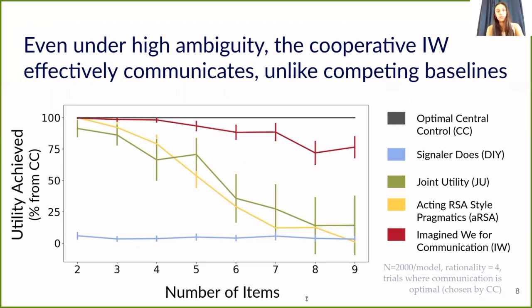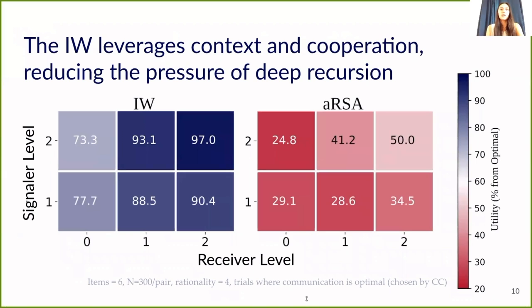Second, we have the do-it-yourself signaler, where the signaler always acts instead of communicating. Then a joint utility only model without pragmatics, as well as an RSA-style pragmatic reasoning model without joint utility. Finally, we have the imagined we. We see that communication improves performance in this task when compared to doing it yourself, except at maximal levels of overloading. Unlike other baselines, the imagined we is able to successfully communicate even under high ambiguity. Finally, since RSA is a recursive reasoning model, we compared performance at different levels of signaler and receiver recursion.